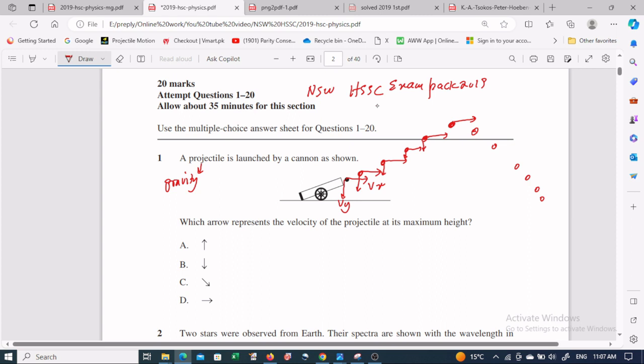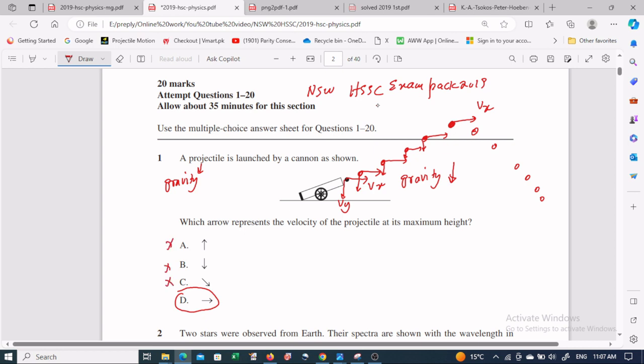Ultimately, when it reaches the maximum height, its y component becomes 0, because the y component is decreasing. Why is it decreasing? Because gravity acts downward, so the y component decreases throughout the motion. The velocity has only an x component at the highest point. So option D is the correct one. All the other options are incorrect.